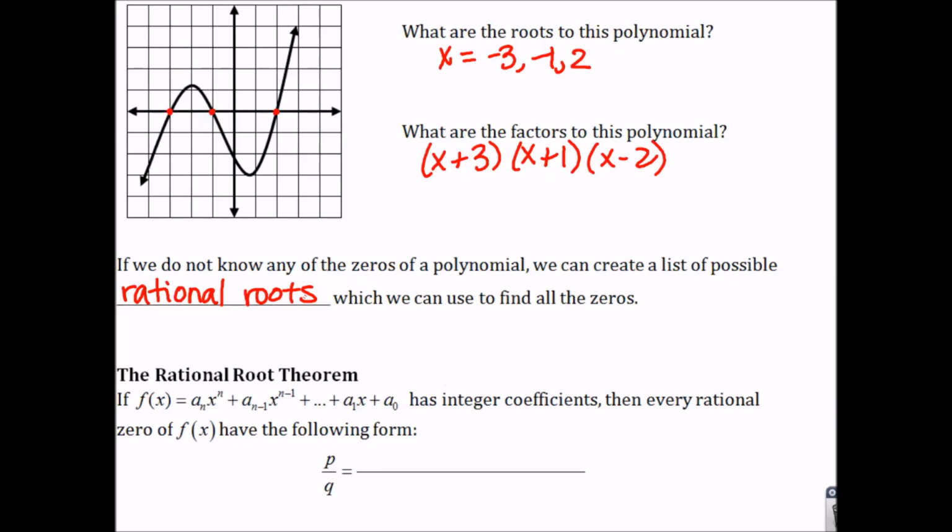So the rational roots theorem says, if you have a polynomial with integer coefficients, then every rational zero of that polynomial has the following form: P over Q, where P are the factors of the constant and Q are the factors of the leading coefficient.